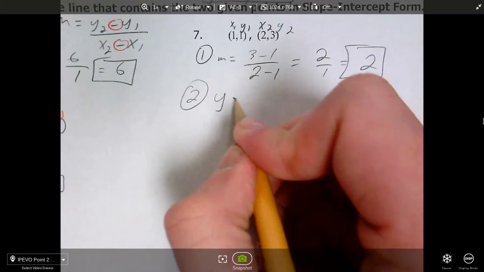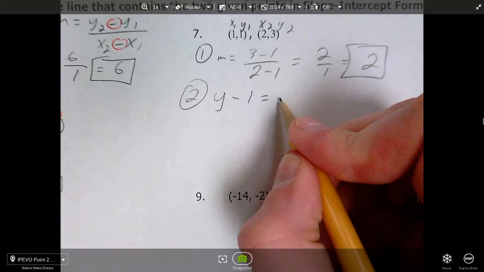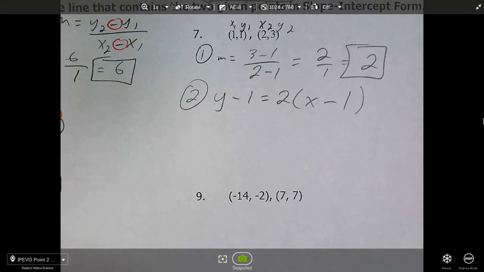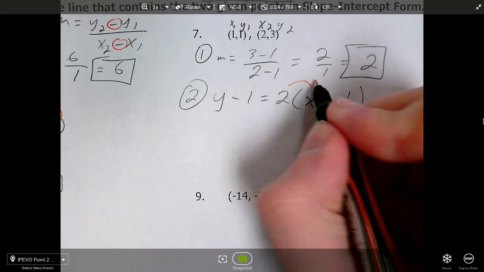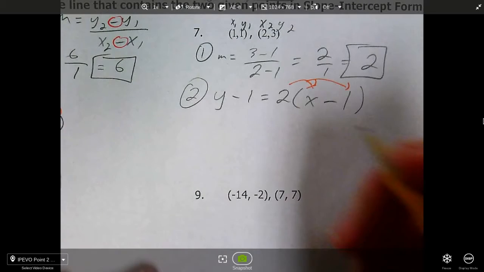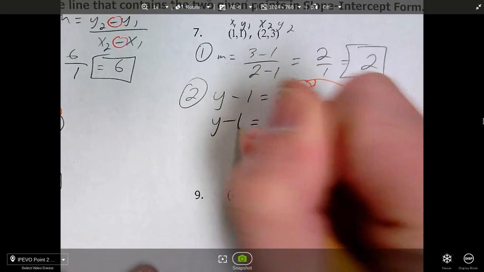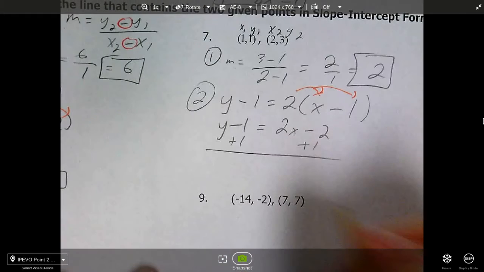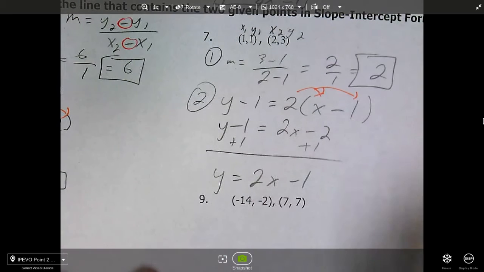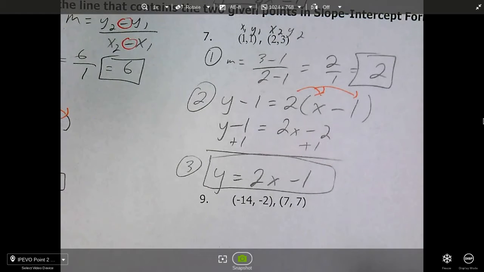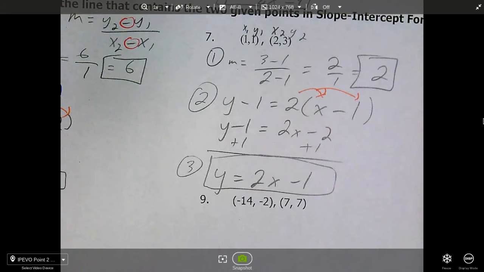Step 2, y minus y1, which is 1, equals m times x minus x1, which is also 1. So there's step 2. Now we'll need to get this into slope-intercept. So we get 2x minus 2. It's y minus 1. And then add 1 to both sides in order to get y equals 2x minus 1. And there's our slope-intercept form, and there we go. Our slope ought to still match. And sometimes you'll actually have to point out the matches. This time we don't.